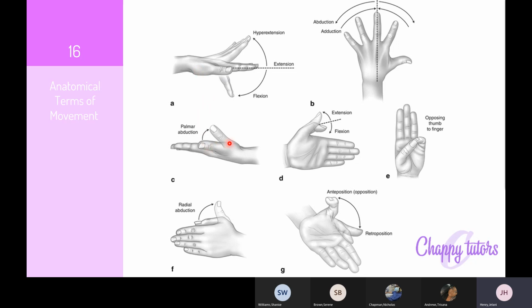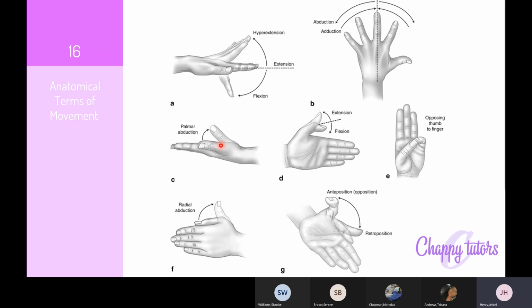Palmar abduction. This term refers specifically to a movement of the thumb, right? So in palmar abduction, you're moving the thumb in the direction of the palm and above the plane of the hand. If you do that movement now, you realize your thumb is moving up. So it's moving above the normal plane of the hand and towards the palm.